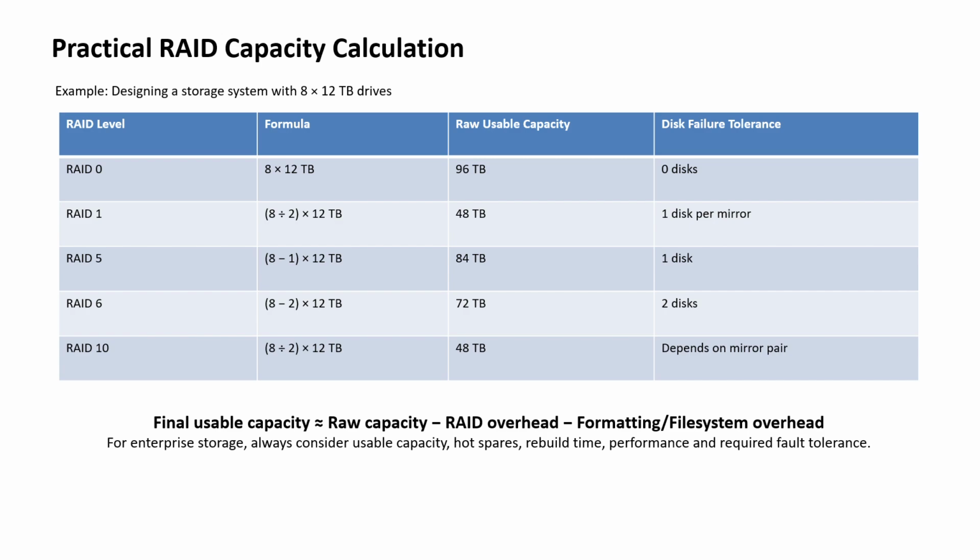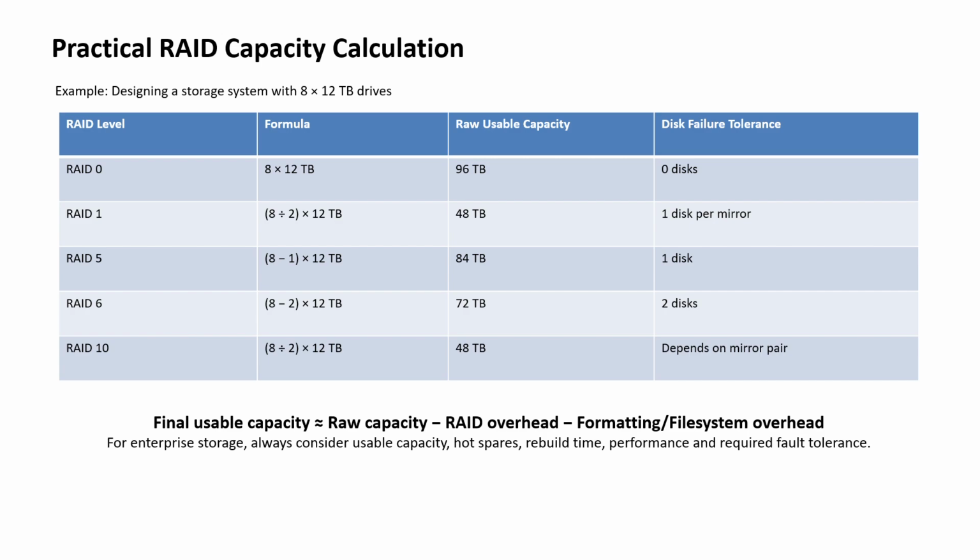So you can see the different calculations, and now there is one important point to remember. These are all theoretical, or raw usable capacity calculations. The actual capacity available to the user may be slightly lower because of RAID controller overhead, formatting, file system overhead, hot spare disks, and storage system metadata. So all these factors we need to consider.